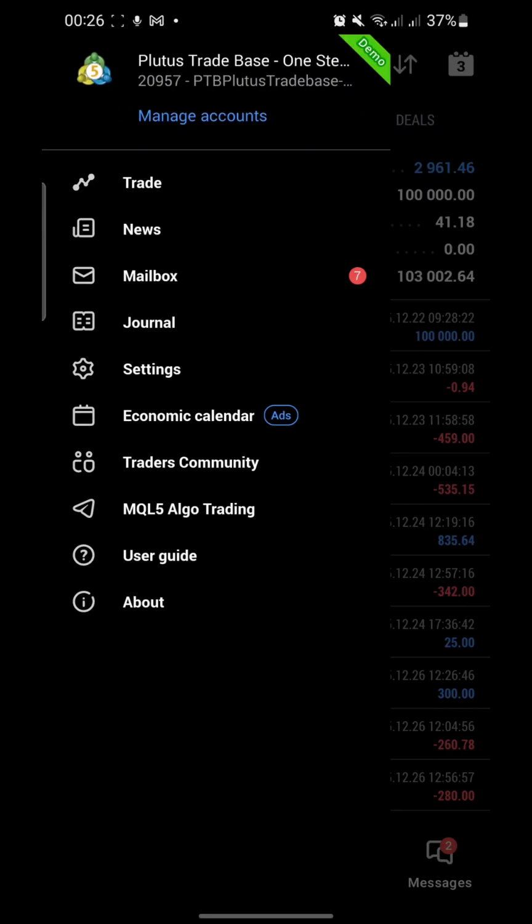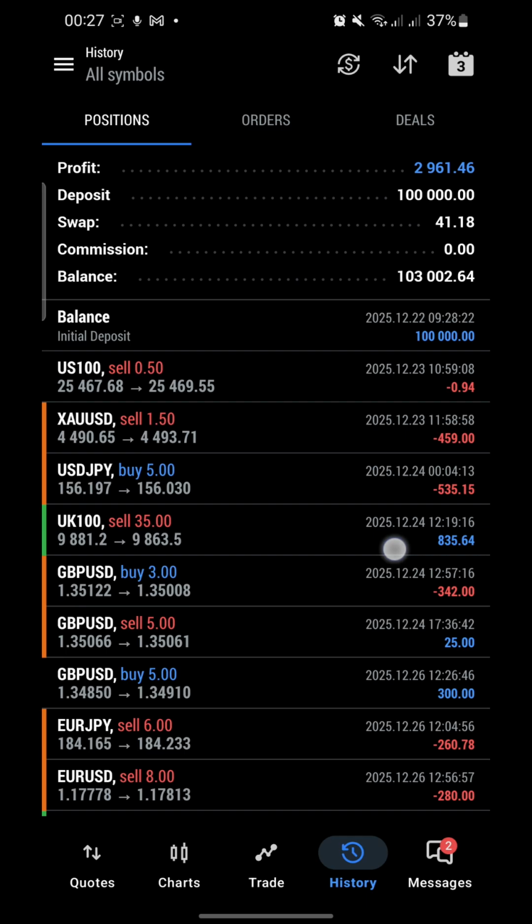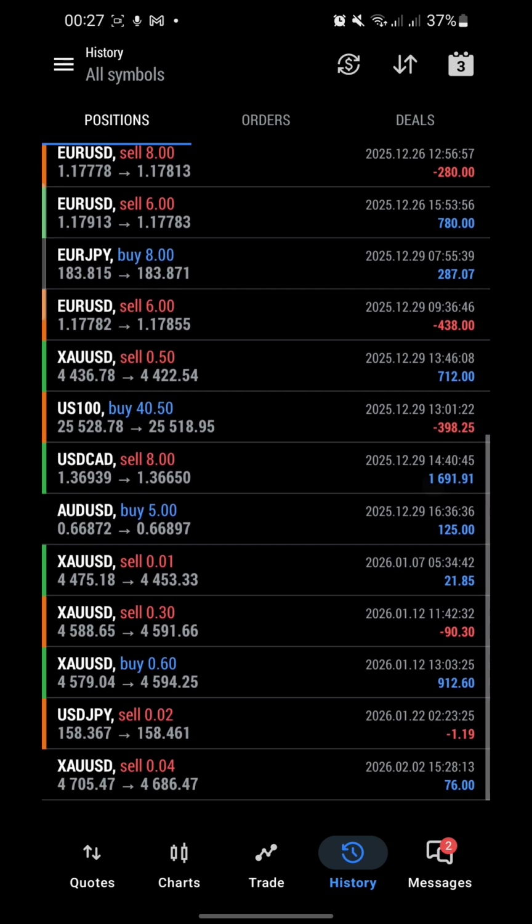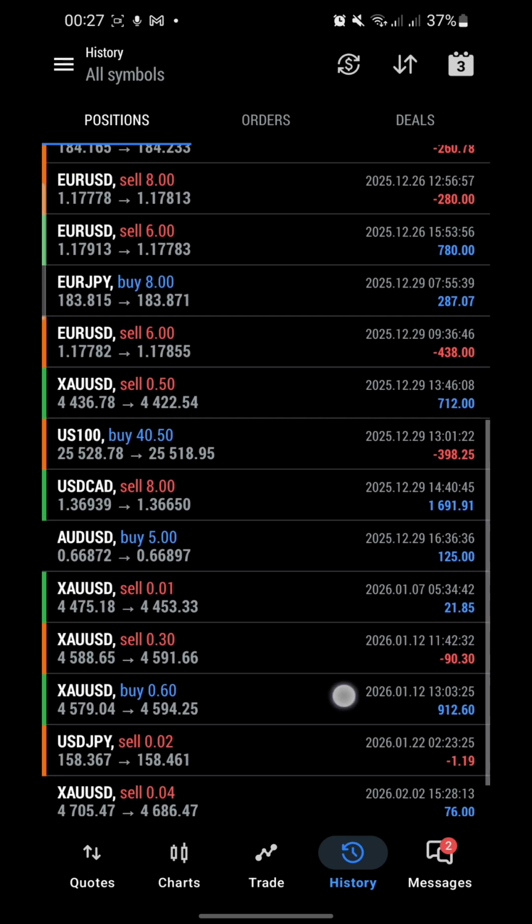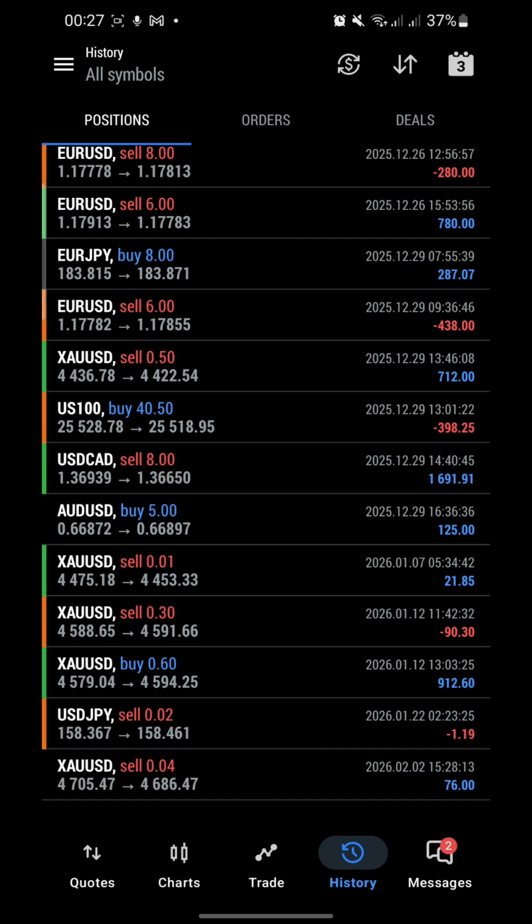So one thing that many new traders don't pay attention to is something called spread. But the truth is, spread can quietly affect your profit. You might enter a trade at a perfect moment, but if the spread is too wide, your trade actually starts in a loss immediately.